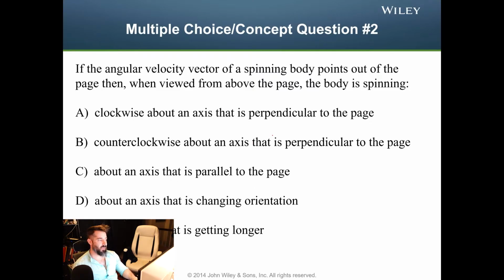Okay. If the angular velocity vector of a spinning body points out of the page, and this is where we're going to get into the right-hand rule. So we talked about this a little bit before. Remember, the right-hand rule is only with the right hand. Be very careful that you don't go like, oh, I'm left-handed, so I'm just going to use my left hand. You can't do that. It is just the right-hand rule. It doesn't matter what your dominant hand is or which one you'd prefer to use. If you use your left hand, you're going to get everything backwards. Again, this is a convention. They know that most people are right-handed, so the convention is to use your right hand.